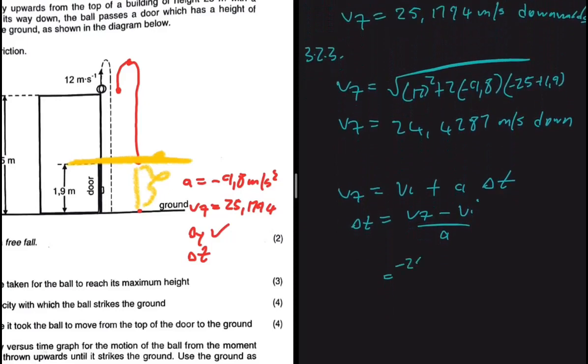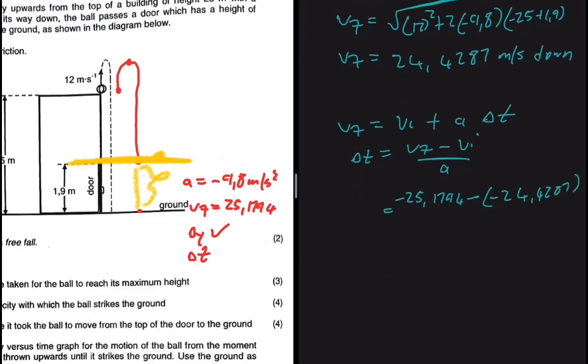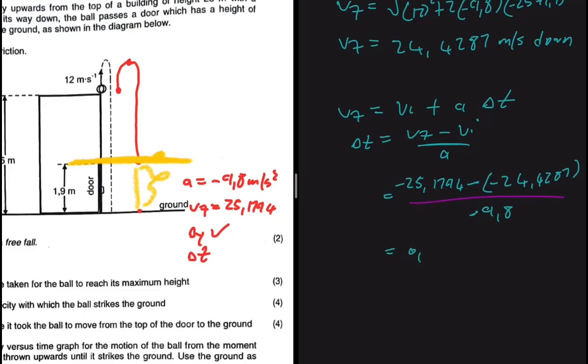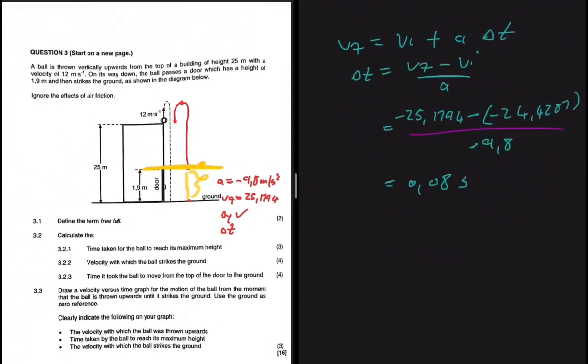So that will be minus 25.1794 because we're taking downwards as negative and upwards as positive, and then minus 24.4287, everything divided by 9.8, right? So we should get a delta T, which is equal to, here we should have a minus. Let's not forget that. So our delta T is gonna be equal to 0.0. So yeah, I think we're supposed to round off to 2 decimal places, so that will be 0.08 seconds. And then yeah, that's how you solve that problem.